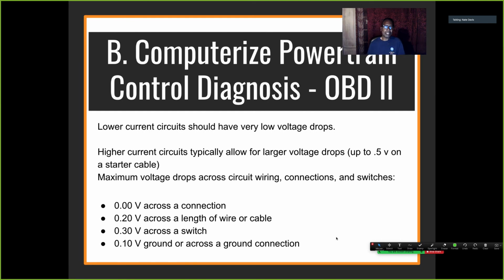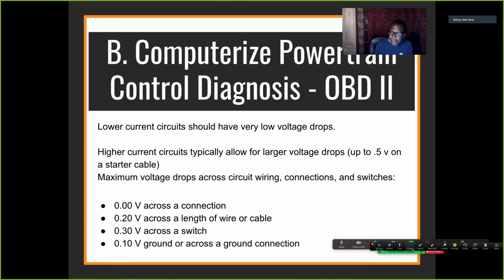And here's, I think it's SAE standards of voltage drop. Across the connection, you should have barely any loss. Across a length of wire, maybe 2/10. All depends on how long the wire is also. Across a switch or points, maybe 3/10. And a ground circuit, about 1/10. The ground on the ground or a ground connection, about 1/10. Anything over that, you got high resistance.